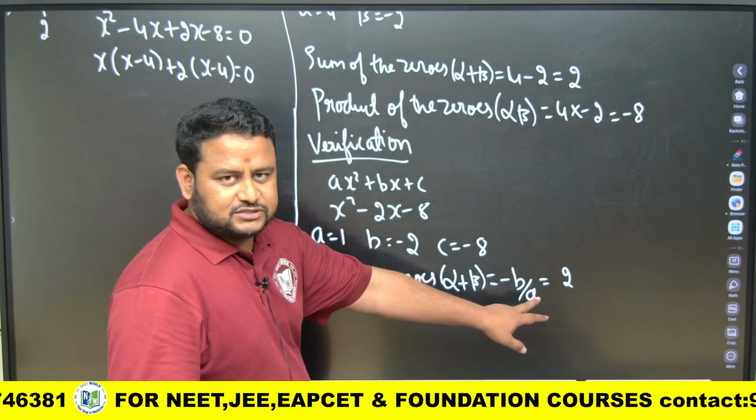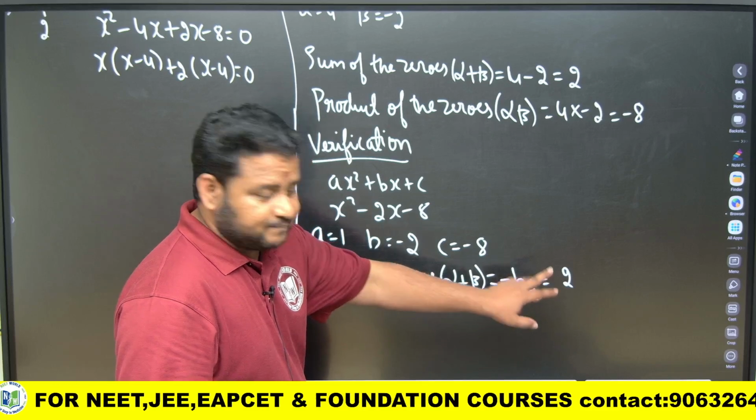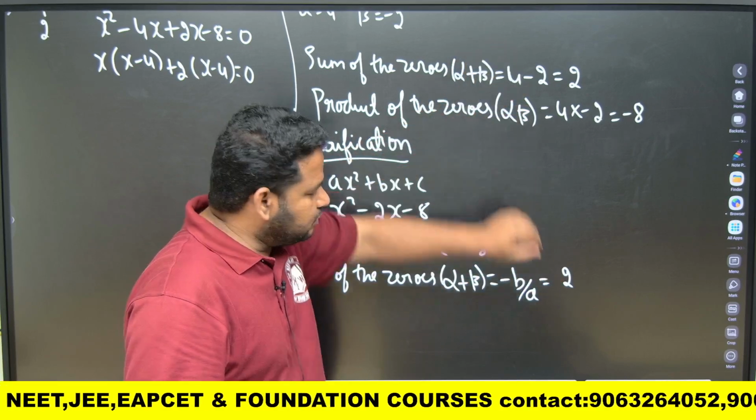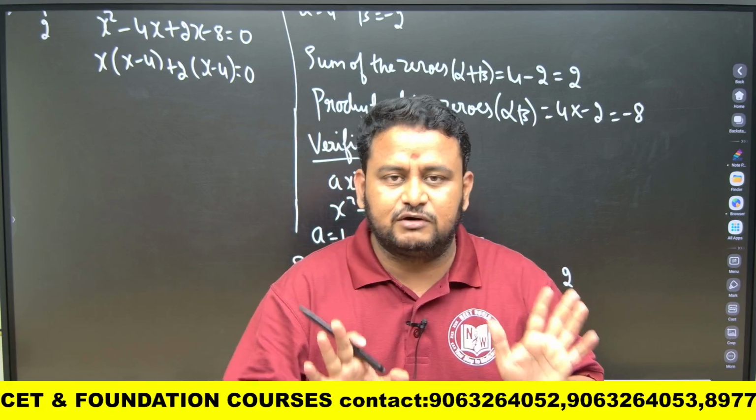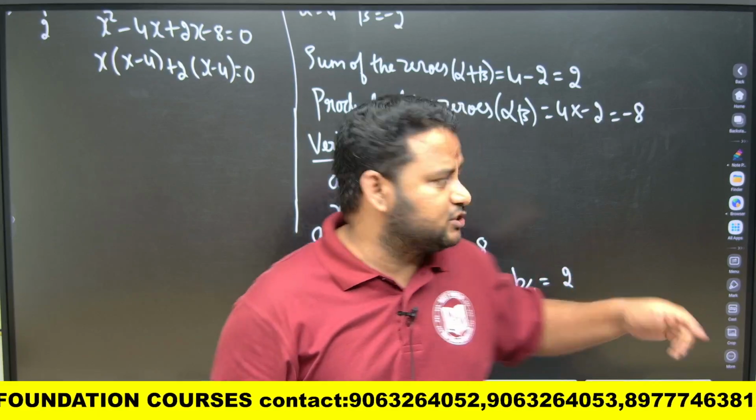Here also, using the formula method, I got 2 itself. Here also I got 2, here also I got 2. So it is verified when it comes to the sum of the zeros. Now I have to verify the product of the zeros. Product of the zeros, what did I get here?